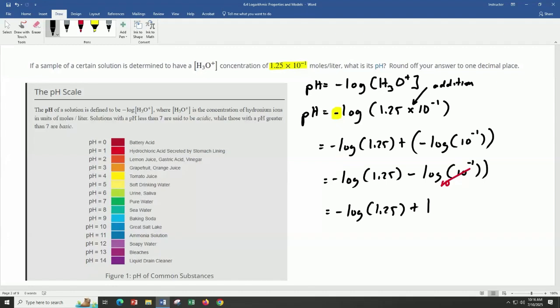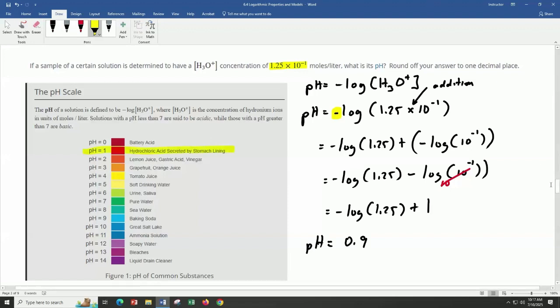The rest of this I'll be putting in my calculator. I'll do the negative log of 1.25, add 1 to that. When I do that and round that to 1 decimal place, I get 0.9. So my pH is 0.9, which as you can see is very close to hydrochloric acid secreted by the stomach lining. And there you have 6.4.